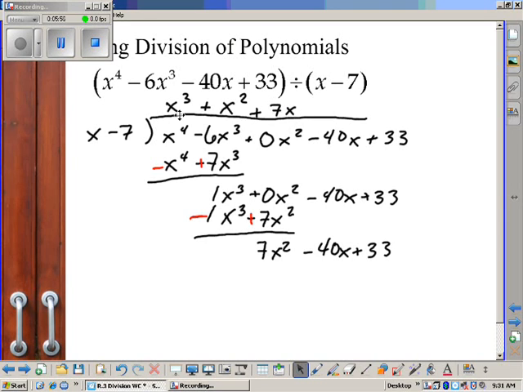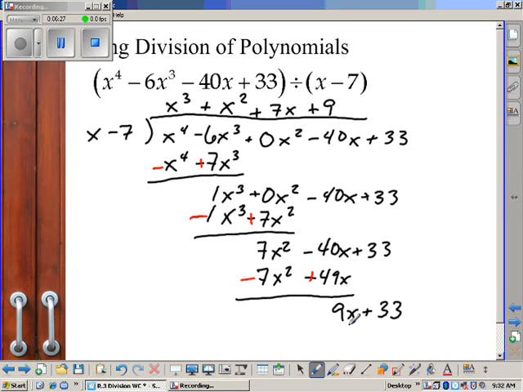Step 2, multiply 7x times x minus 7 and write it in the appropriate spots. So in this case, I've got 7x squared minus 49x. Time to subtract. So then this becomes 9x plus 33. And again, this is going to be the last one, so we're going to say, okay, how many times does x go into 9x? The answer there, of course, is 9. And we're going to go 9 times x minus 7.